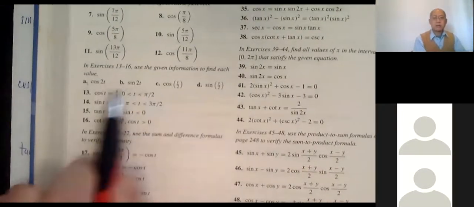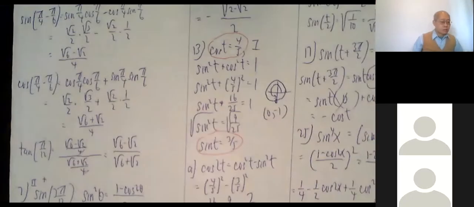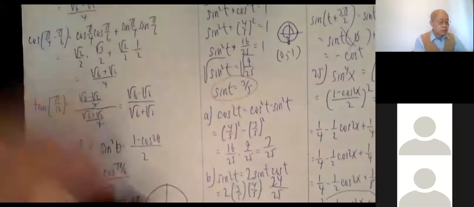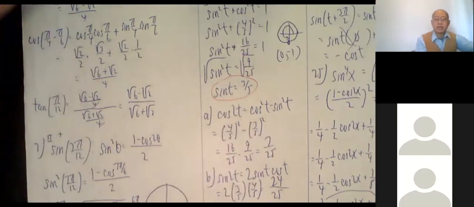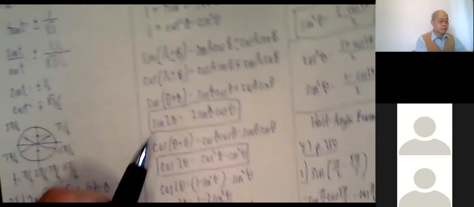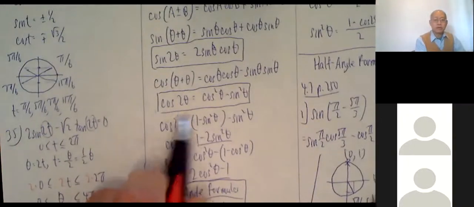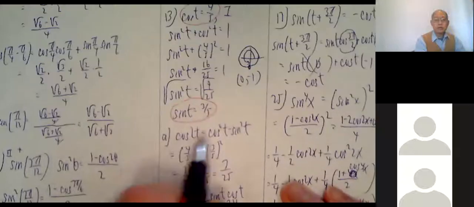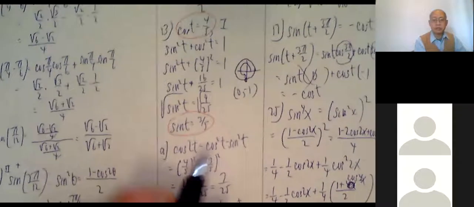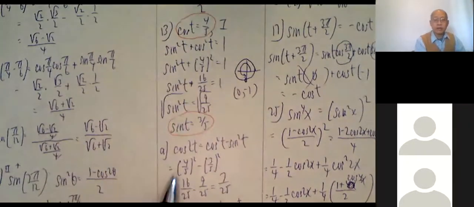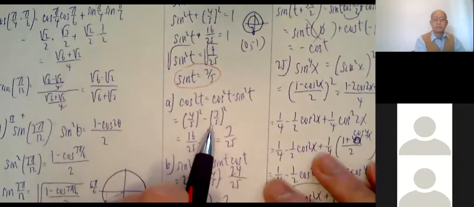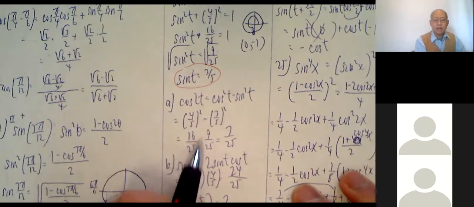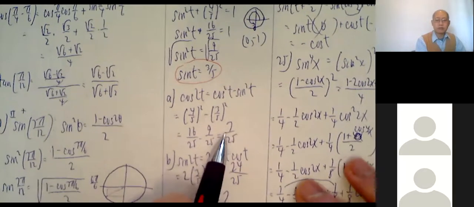So from here, I'm just plugging into formulas. Cosine of a double angle: cosine of 2 theta is cosine squared minus sine squared. So cosine of 2t is cosine squared t minus sine squared t. So 4/5 squared minus 3/5 squared. So that's 16 over 25 minus 9 over 25. Answer is 7/25.